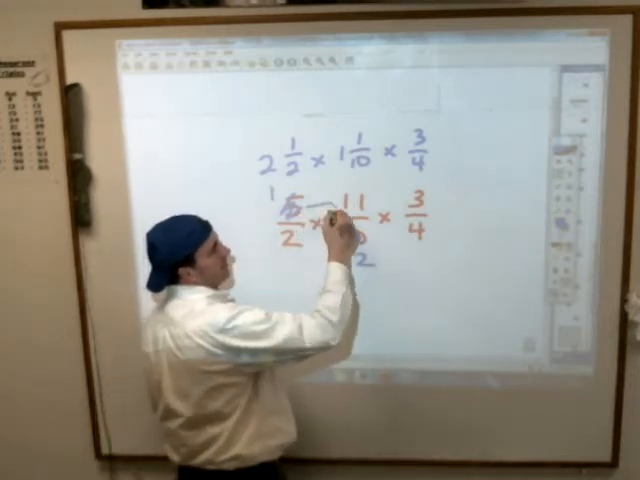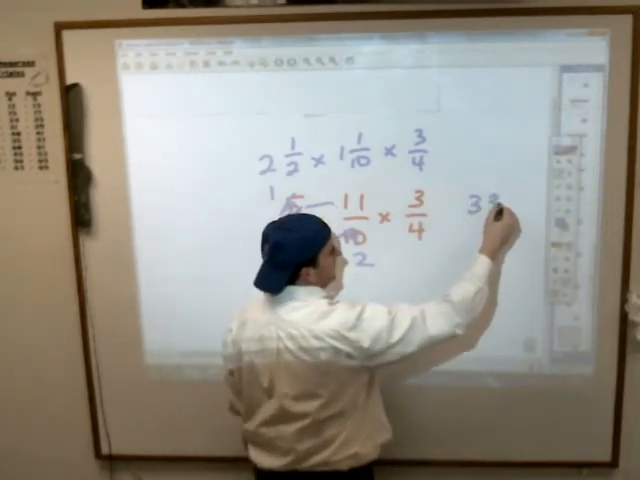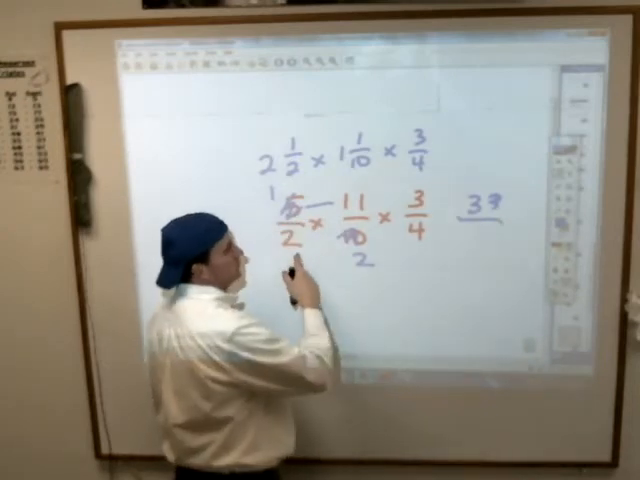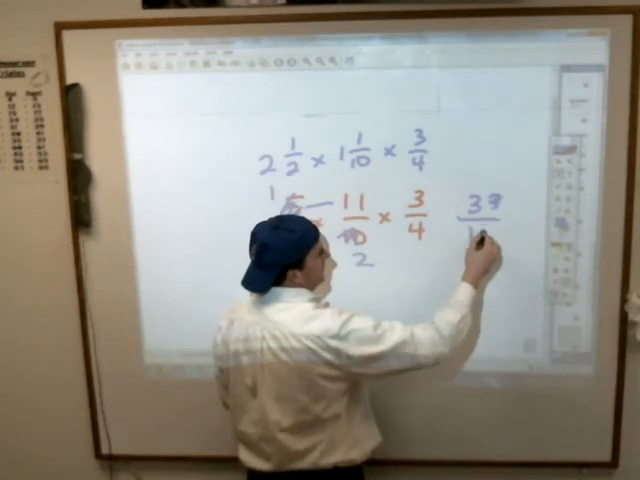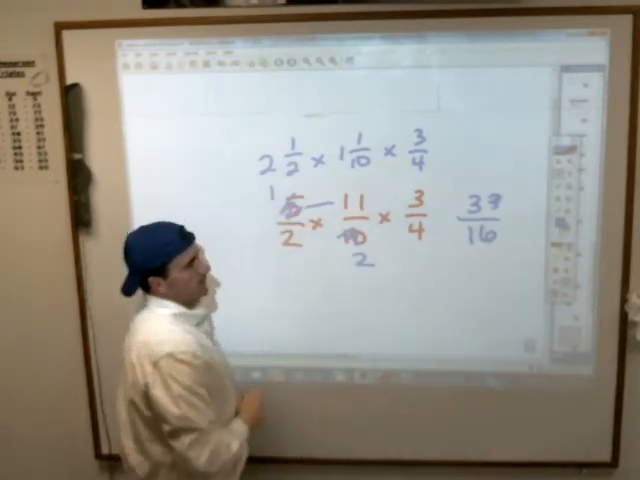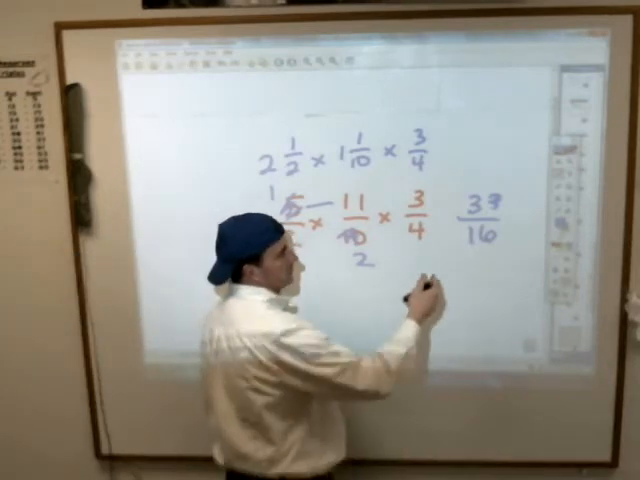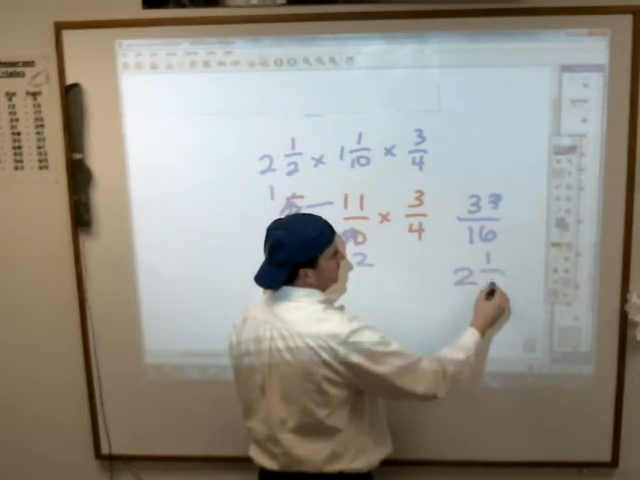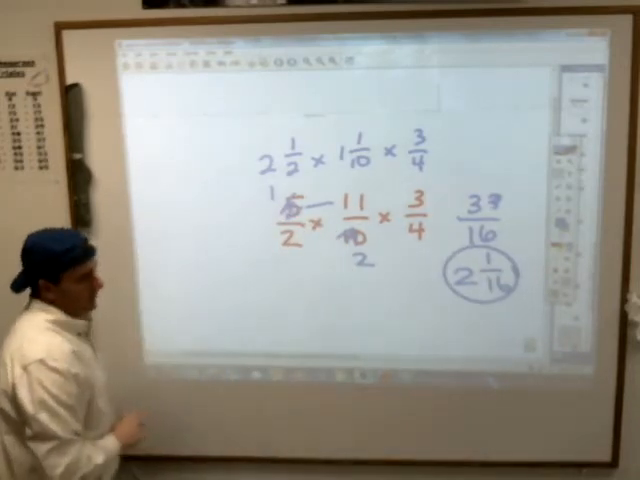So you multiply across. 1 times 11 is 11. 11 times 3 is 33. And then on the bottom, 2 times 2 times 4 is, 2 times 2 is 4 times 4 is 16. Okay, and then you're going to have to change that back into proper form, which means 16 goes into 33 twice, with 1 left over. And the answer is 2 and 1/16.